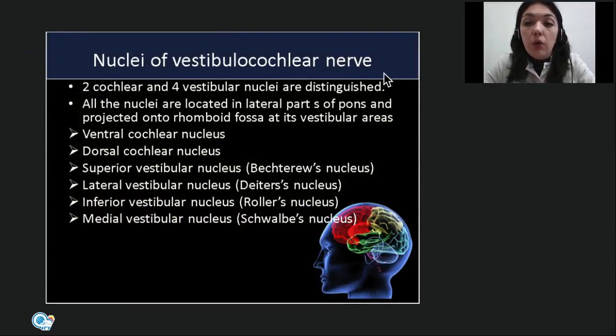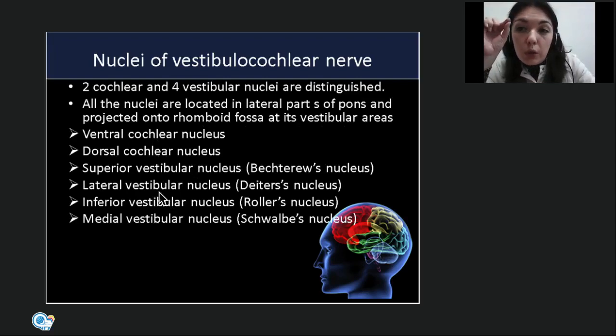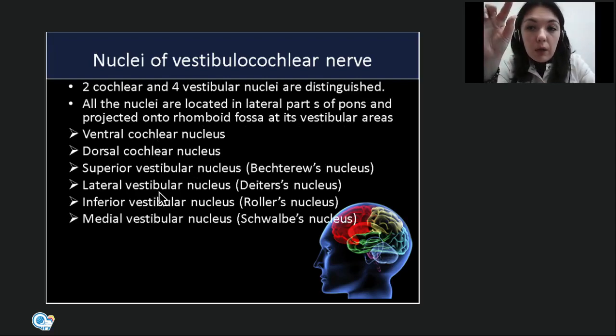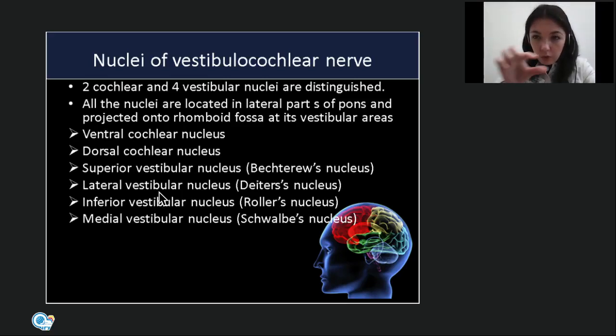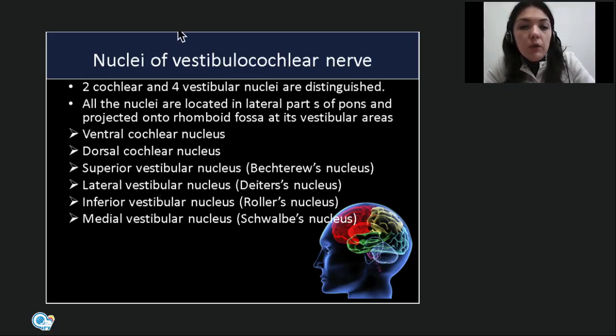So in the vestibulocochlear nerve, there are 6 nuclei. 2 of them are cochlear nuclei and 4 are vestibular nuclei. All the nuclei are located in the lateral part of the pons and projected onto the rhomboid fossa at its vestibular areas. So the cochlear nuclei are ventral and dorsal, and the vestibular nuclei are superior, inferior, lateral, and medial. So if we start from the superior and move around the circle, then it will be Bechterew, Deiters, Roller, and Schwalbe nucleus.